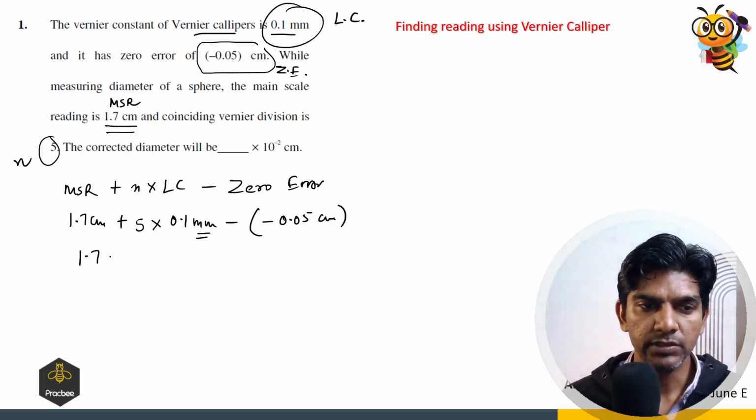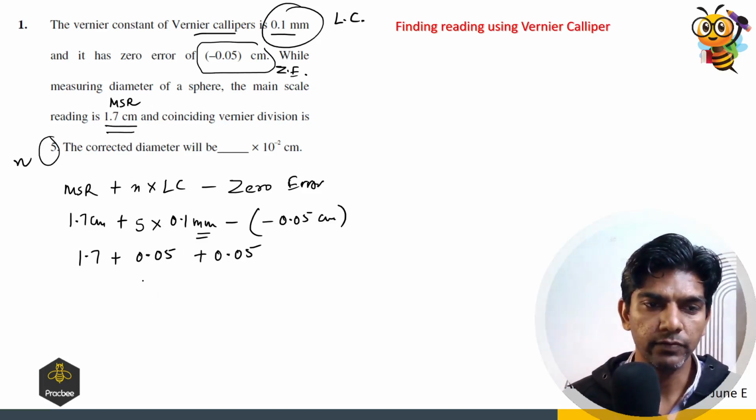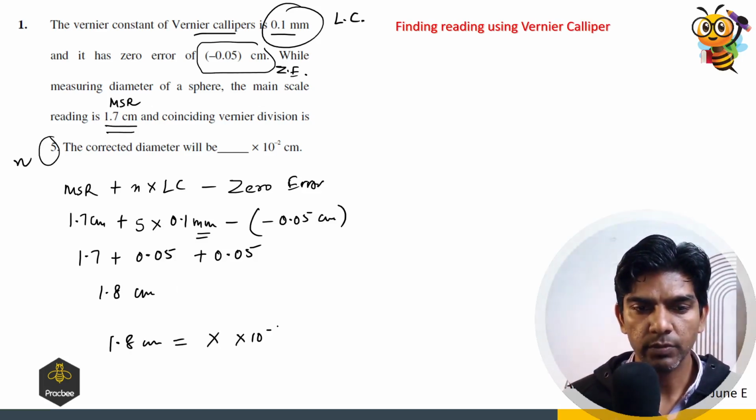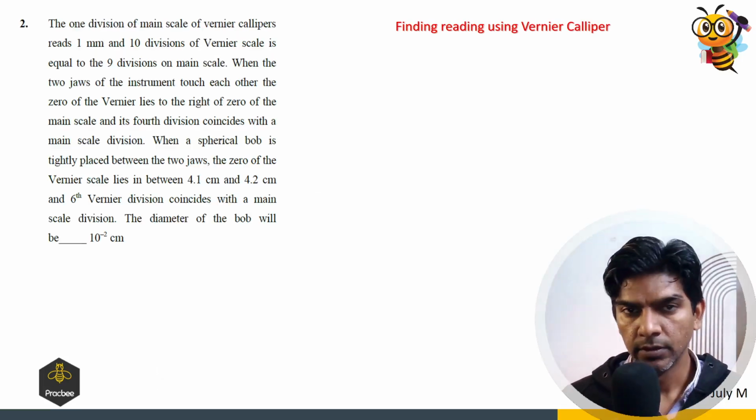So it will be 1.7 plus 0.05 centimeter plus 0.05 centimeter. So that will be 1.8 centimeter. And we have to find answer in terms of centimeter only. So we can write this 1.8 centimeter as, say, x times 10 raised per minus 2. So it will be 180. So x will be 180. So 180 is the answer.